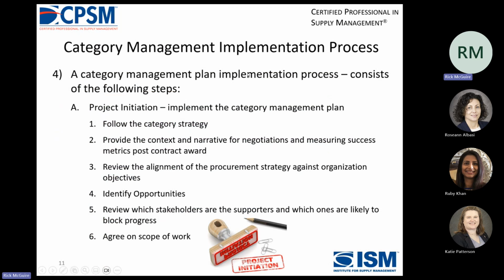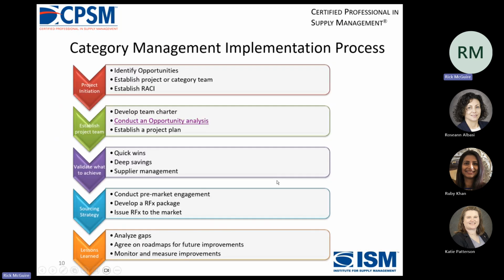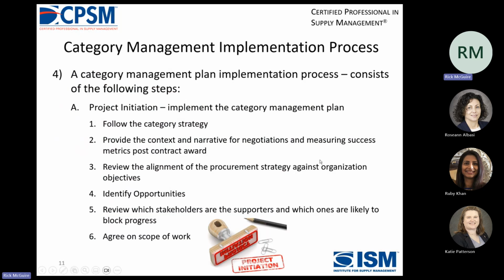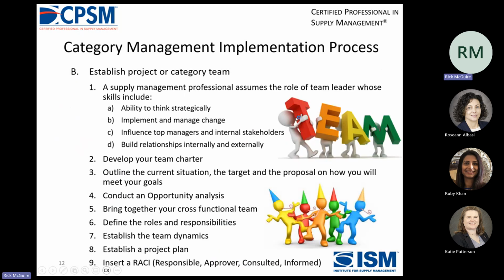Category management plan consists of the following. So we're just going to go through each of these major steps now. Project initiation: what's the category strategy, review alignment, identify opportunities, agree on scope of work, and then establish the team.